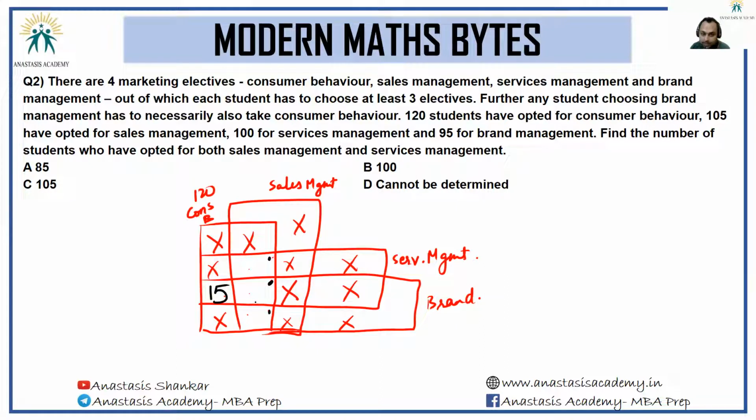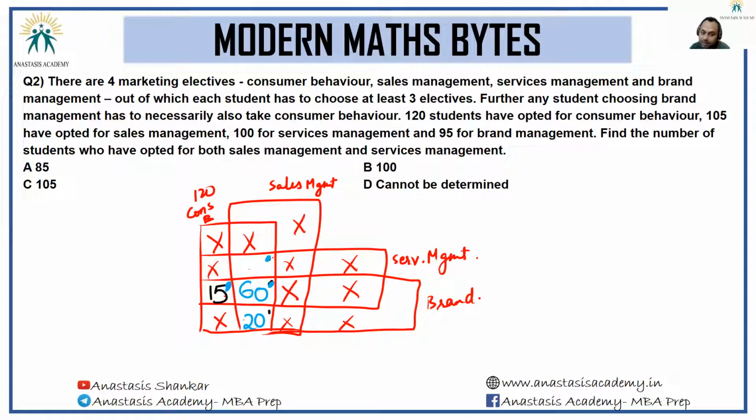And 100 for services management. Now, services management is which regions? Let me use a different color. Services management is given by this here, and this here. These 3 regions add up to 100, which means this number here has to be 20 because the total was 120. And 95 for brand management. If there are 95 in brand management, out of the 3 regions of brand management, 15 and 20, 35 is known. So this has to be 60.